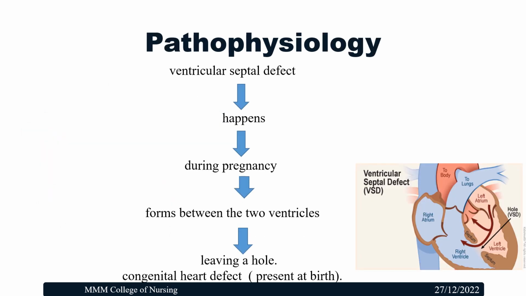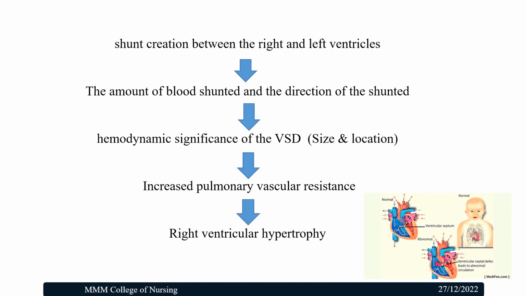Coming to the pathophysiology, the ventricular septal defect, that is the abnormal opening, forms between the two ventricles during pregnancy. It leaves a hole, which is a congenital heart defect. In some cases, it may resolve on its own, but if it does not resolve, it creates a shunt between the right and the left ventricles.